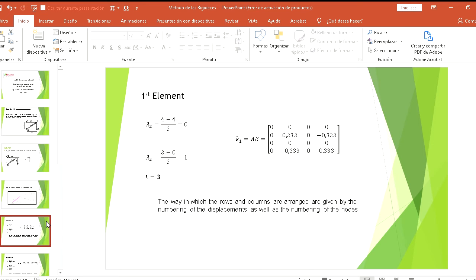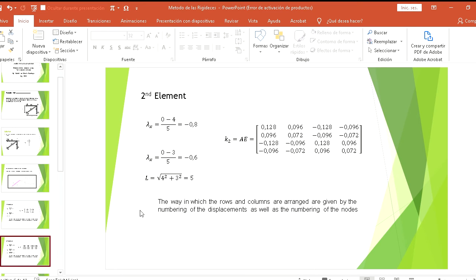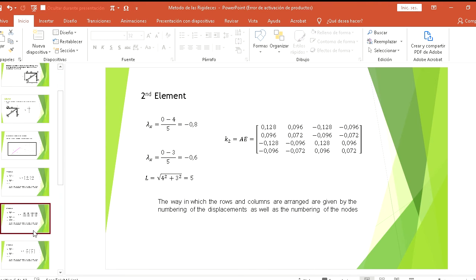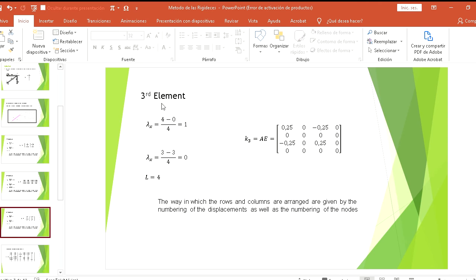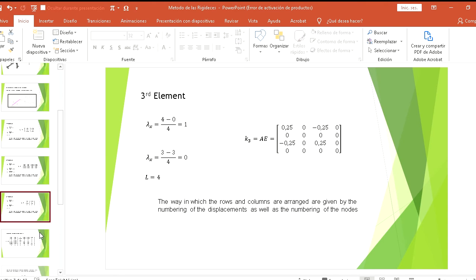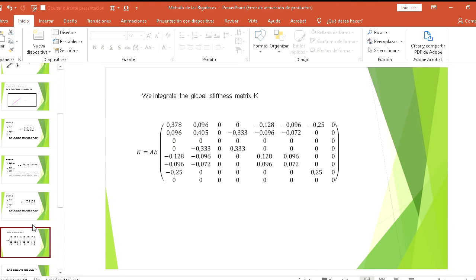And for the second element, it's the same. The way in which the rows and columns are arranged is given by the numbering of the displacements. And we know the magnitude of the length. And the third element is the same, and in the next step we integrate the global stiffness matrix K.